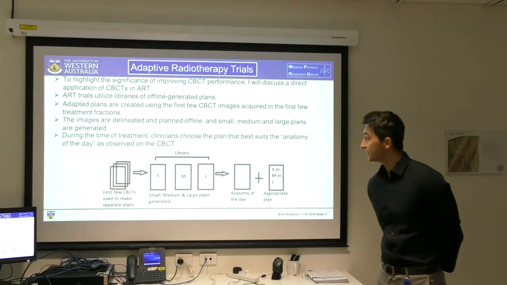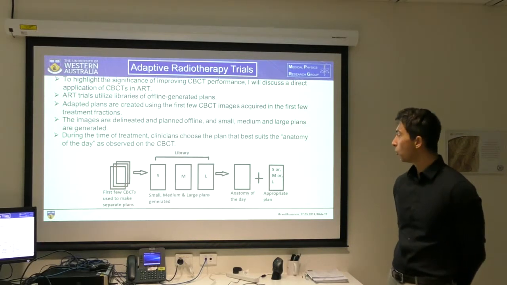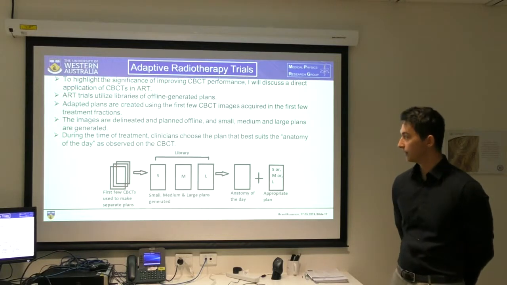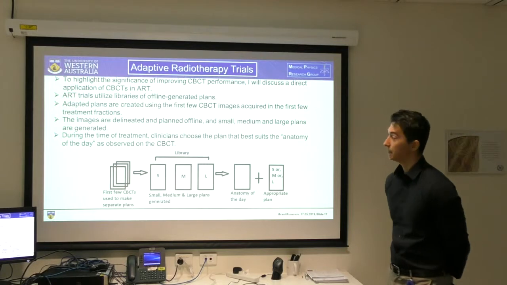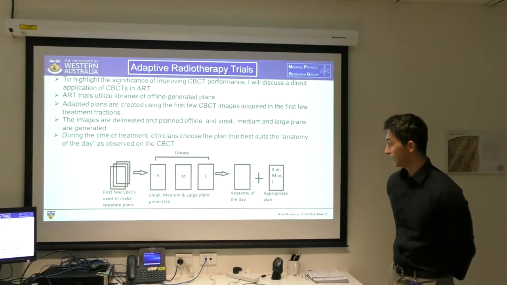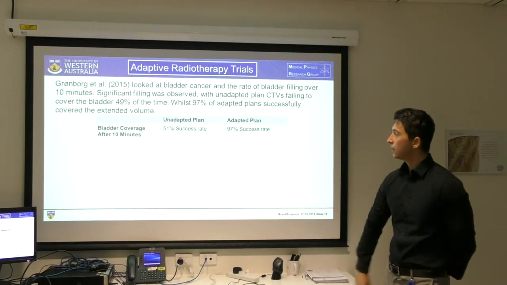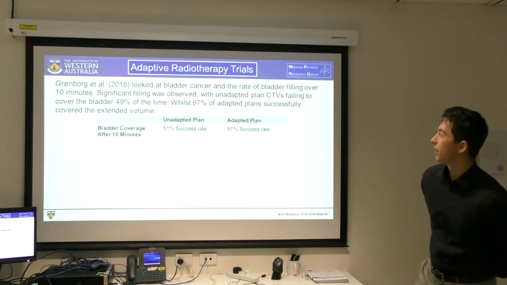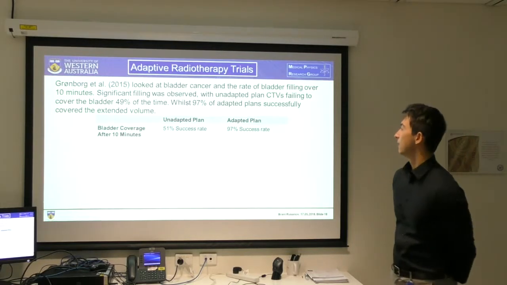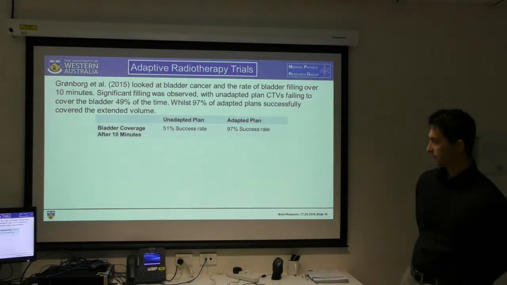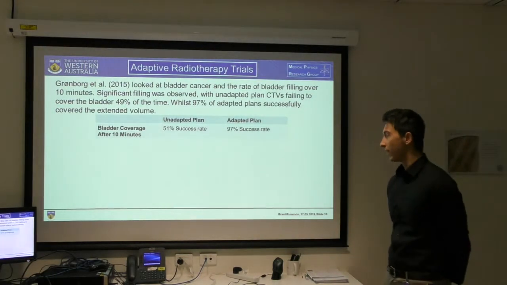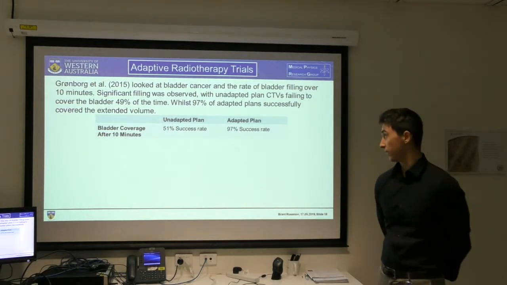The images are delineated and planned offline, and then small, medium, and large plans are generated. During the time of treatment, clinicians choose the plan that best suits the anatomy of the day as observed on the CBCT. And results for clinical trials, for example, Ronborg et al., looked at bladder cancer and the rate of bladder filling over 10 minutes. And 10 minutes is well within the typical time for a radiotherapy treatment.